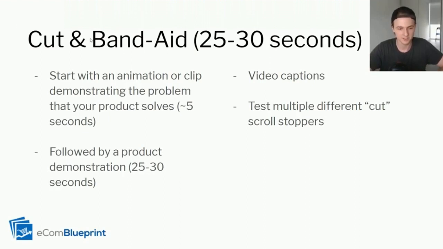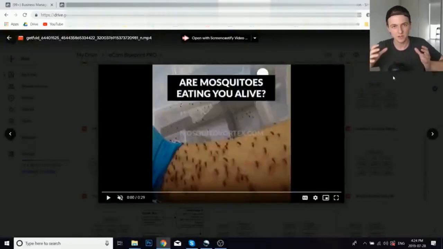So a cut and band-aid is essentially just a product demo plus a clip at the start that highlights the problem that you're offering a solution to. And so once again, video captions, and then you want to test multiple different cut scroll stoppers. And I have some cool examples to show you of this formula. All right, so I got 3 good examples of a cut and band-aid ad for you.